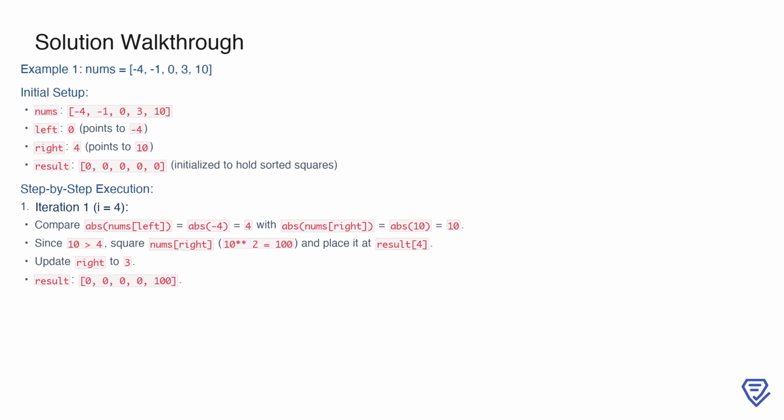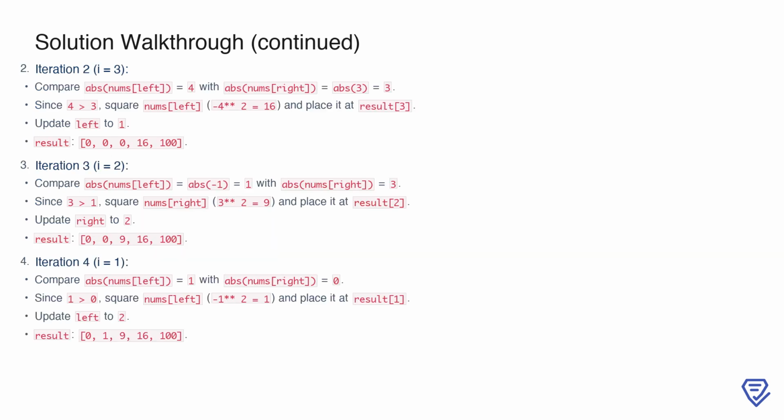In the first step, we compare the absolute values at the left and right pointers. Abs(-4) is 4 and abs(10) is 10. Since 10 is greater, we square 10 to get 100 and place it in the last position of result. The right pointer is then moved one step inward. Now, the result array looks like this: 0, 0, 0, 0, 100.